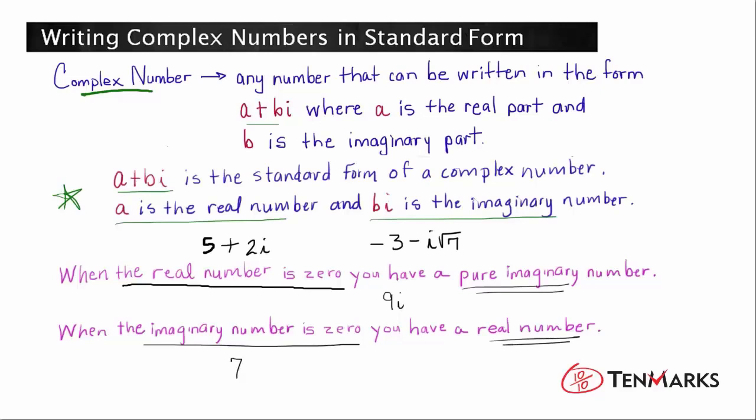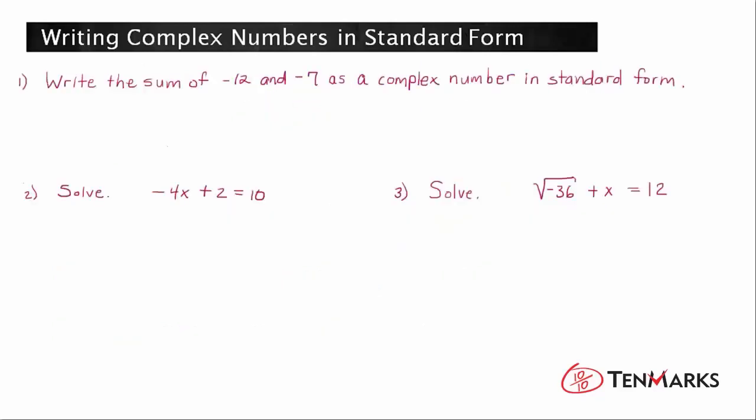Now let's take a look at 3 examples with numbers to make sure that all of this makes sense. So here you're given 3 questions. The first one is asking you to write the sum of negative 12 and negative 7 as a complex number in standard form. So you know sum is addition. Let's just write this out, negative 12 plus negative 7, and then rewrite it without parentheses and without these double signs. So negative 12 minus 7. Of course, when you add the 2 minuses, you're going to get a negative 19. And check to see if it's in standard form, and it is in standard form. In this case, it's just a real number because there is no imaginary number, or the imaginary number is 0.